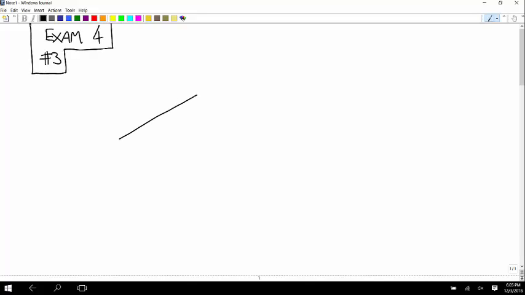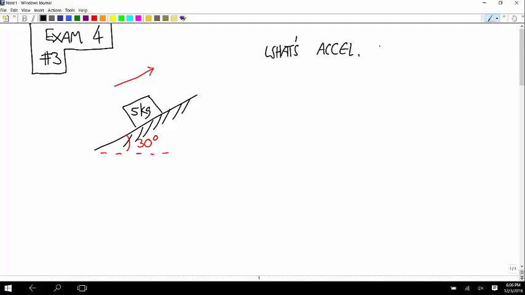Okay, so that's the one where there's an incline and a box sliding on the incline. And we know that the angle of the incline that it makes with the horizontal is 30 degrees. And we know that at this instant, the block is sliding up the ramp. So that's the direction of motion. It has a mass of 5 kilograms. And we want to figure out the acceleration vector and use that to figure out whether it's speeding up or slowing down.